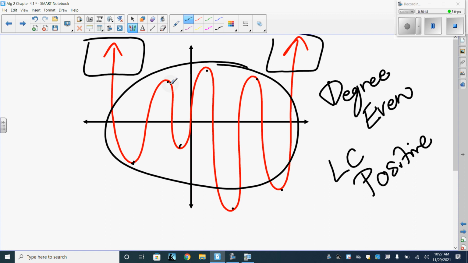We have 1, 2, 3, 4, 5, 6, 7 turning points, yes? So the degree could possibly be 8, because it's going to be one less than it. So it would be 8. Okay.